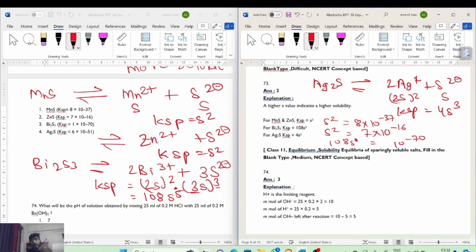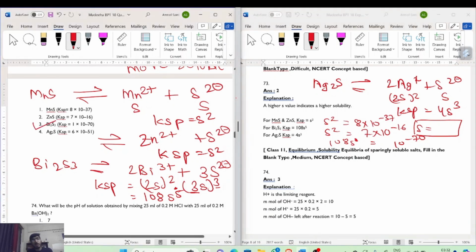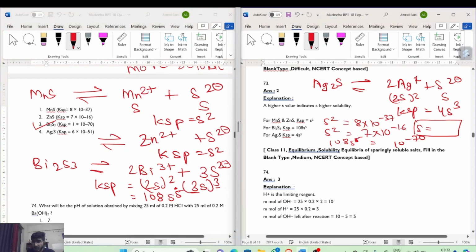Similarly we have to calculate for all the options, and at last we check in which option we are getting the highest value of s. The option with the highest value will be our answer, because the higher the value of s, the higher its solubility in water. So when you check, the correct answer will be option C, because it has the highest value of s. We calculate by 108 s to the power 5 equal to 10 raised to power minus 70.